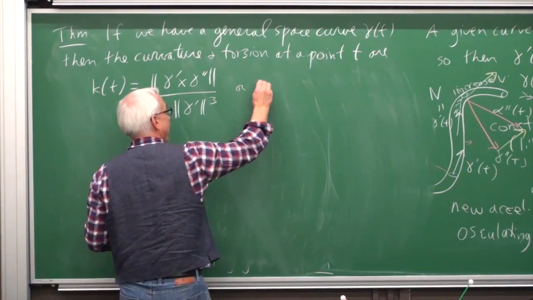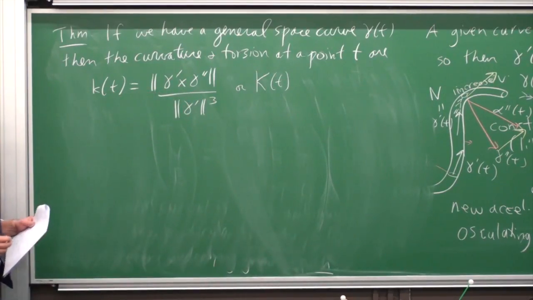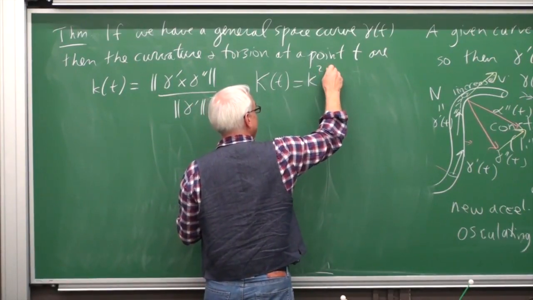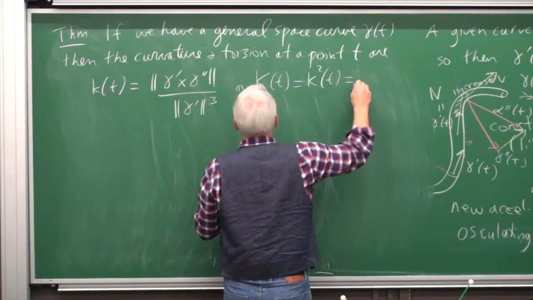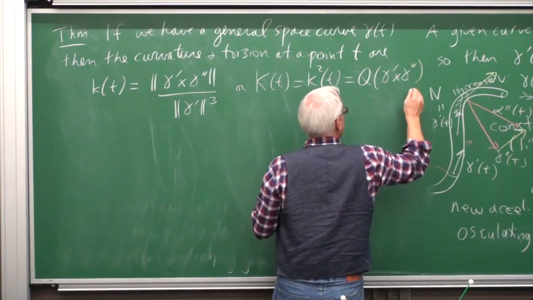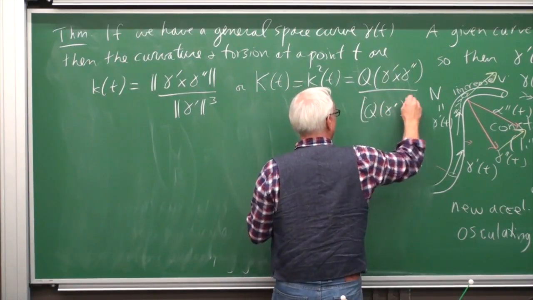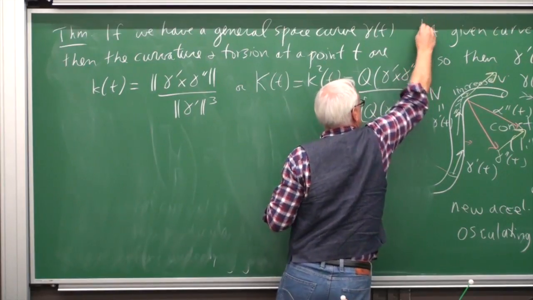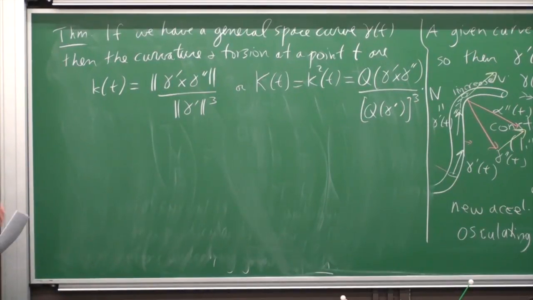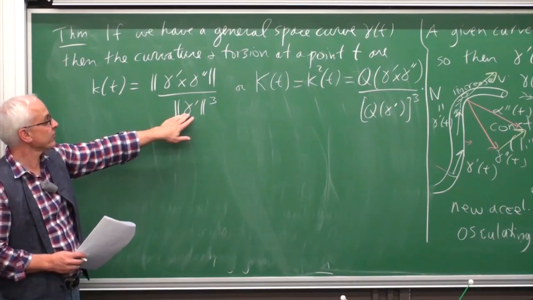Or a little bit more algebraically, let me write down the corresponding formula for the square of the curvature, the quadratic curvature, capital K of t, which is small k of t squared. Well, that's going to be just the quadrance of gamma prime cross gamma double prime divided by the quadrance of gamma prime, all cubed. So this here is the square root of the quadrance. The length is the square root of the quadrance.